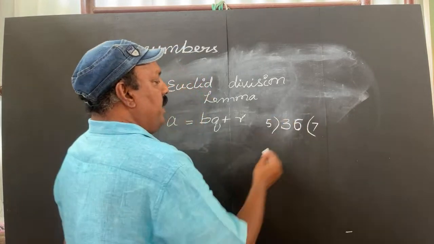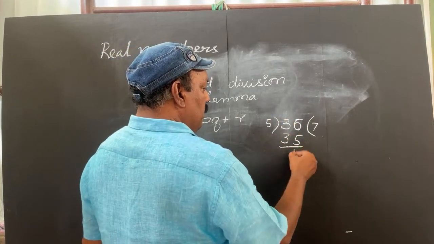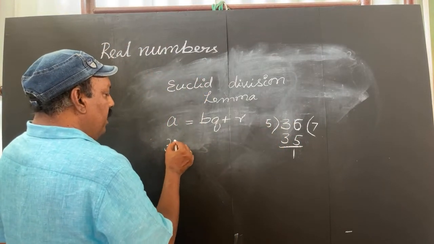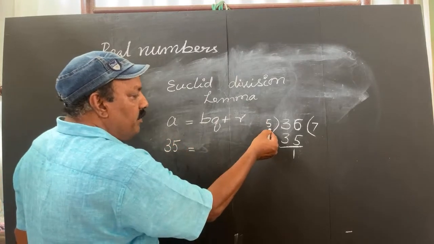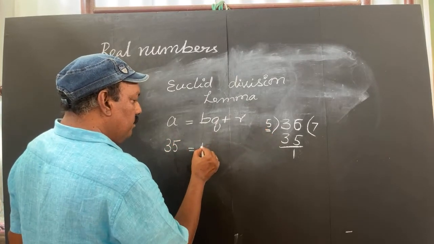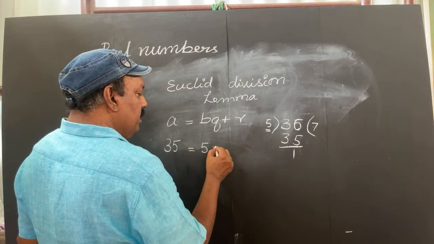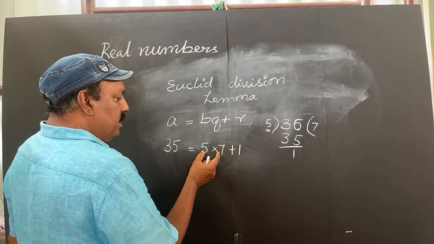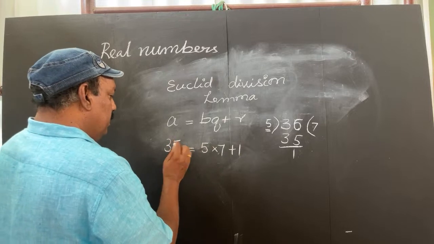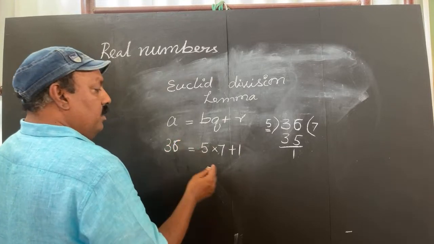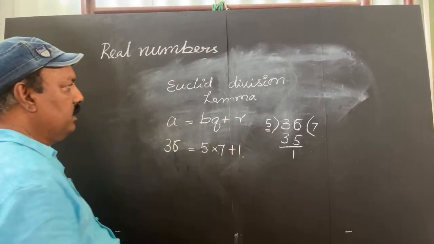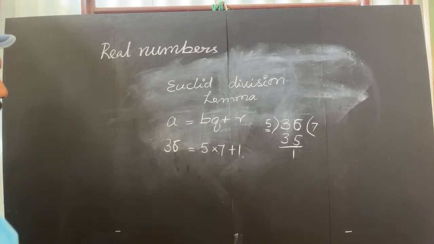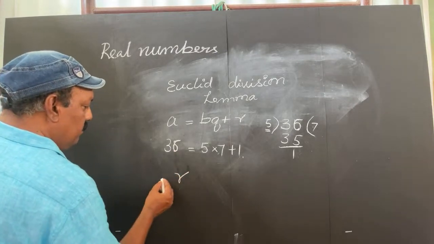Here 7 fives are 35 and 1 is the remainder. Here the big one, 36, is going to be the dividend, and what we are dividing by is called the divisor b, and the quotient is 7 plus remainder is 1. Here 7 fives are 35, and 35 plus 1 is 36. So this is a Euclid division lemma, for example I gave here.